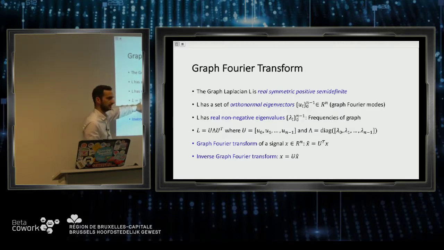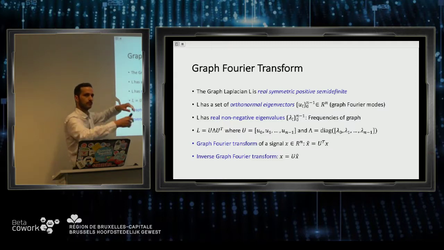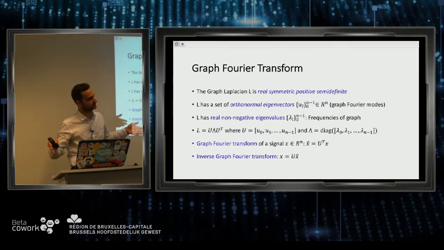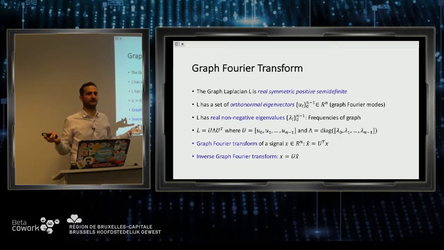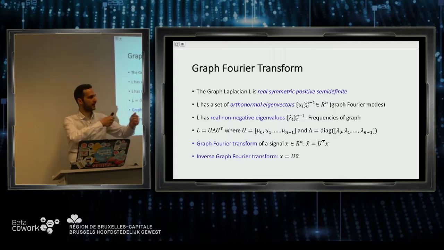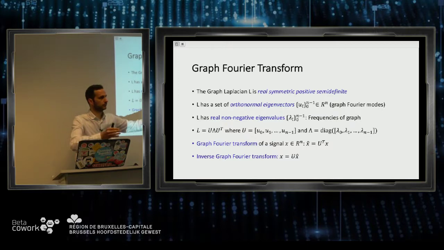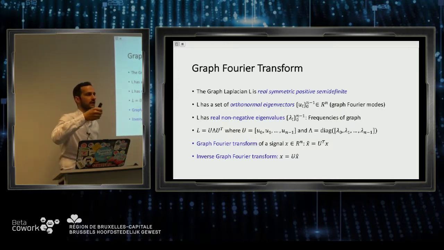This is a matrix. A matrix consists of columns that are the eigenvectors, the principal components, the building blocks of your signal. So what this transform is doing is that it breaks your signal into building blocks, into components, and each one of these components has a weight when it constructs your signal.